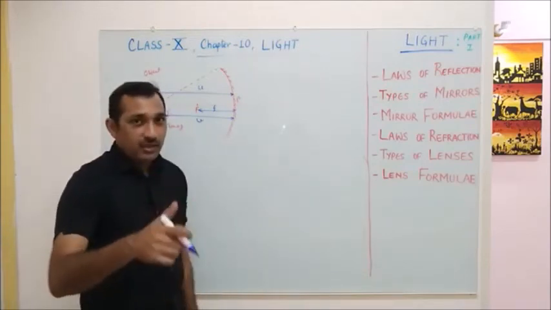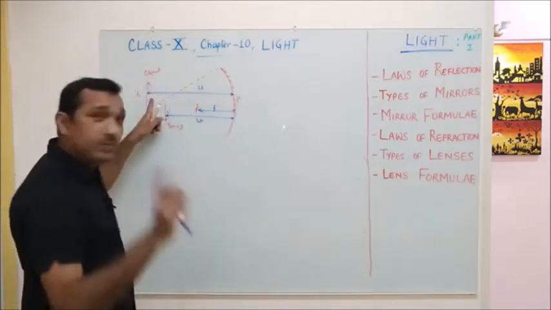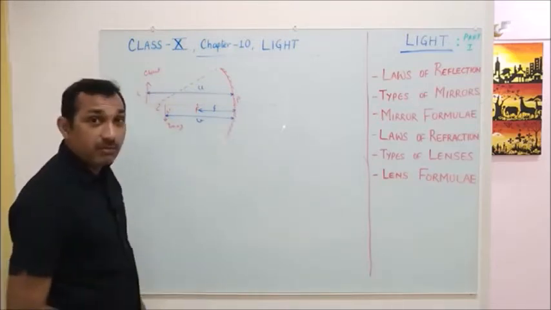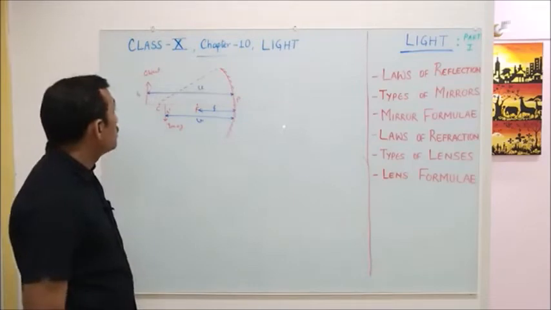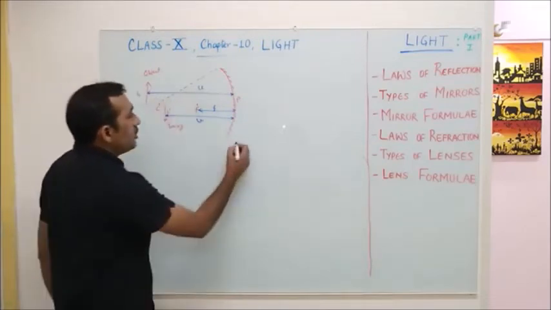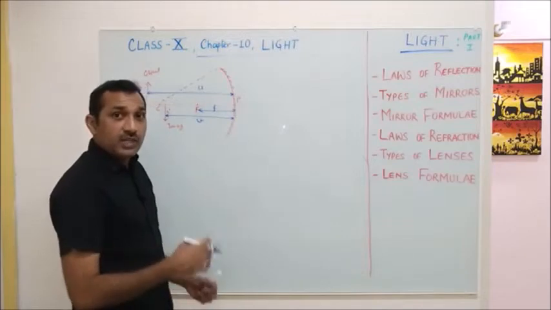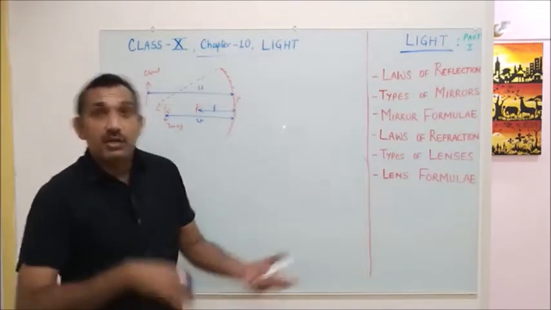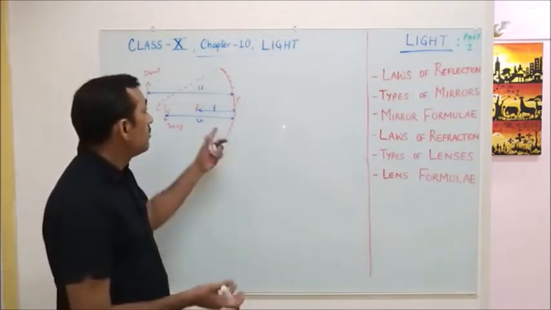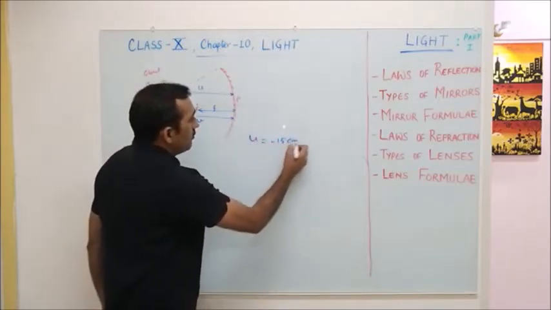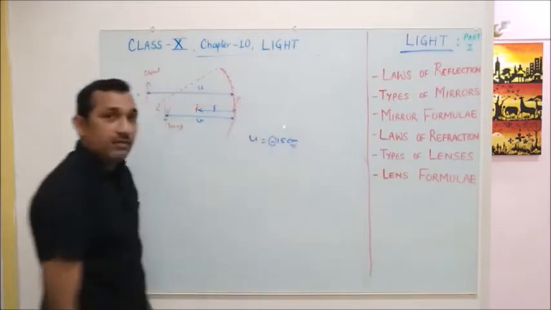First thing, thumb rule, always we are going to keep the object on the left side, because light is coming from the left side when we are doing mirrors. So u is always going to be minus. Say if it is said an object is kept 15 centimeters in front of the mirror, then we have to say u equals minus 15 centimeters. Always minus.